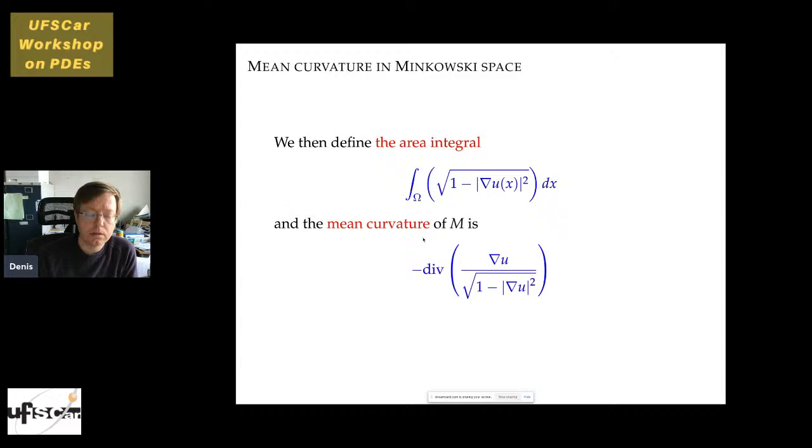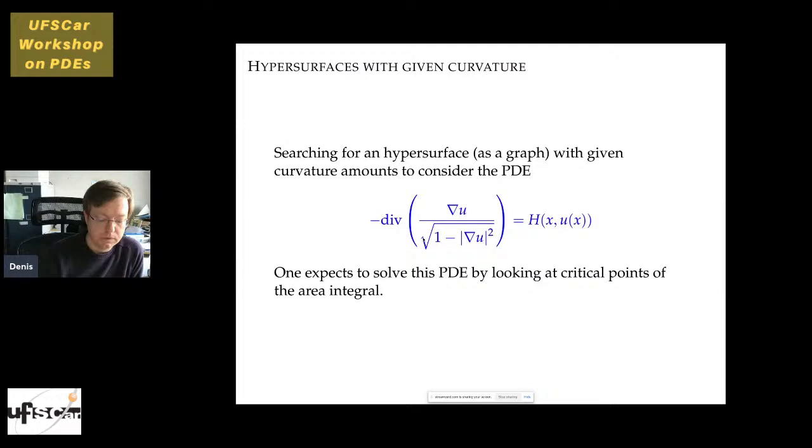Then there are two important objects, like in Euclidean geometry. The first one is what we call the area integral. With this metric, the area integral is just the integral of the square root of 1 minus the gradient of u squared. And then associated to the area integral, of course, there is the first variation, which is called the mean curvature. The mean curvature of the hypersurface M, which is the graph of the function u, is just the divergence of grad u divided by the square root of 1 minus grad u squared. And formally, this mean curvature is exactly the derivative of the area integral. Sorry, I went too fast.